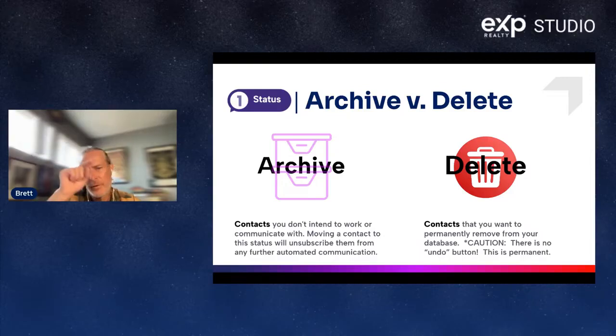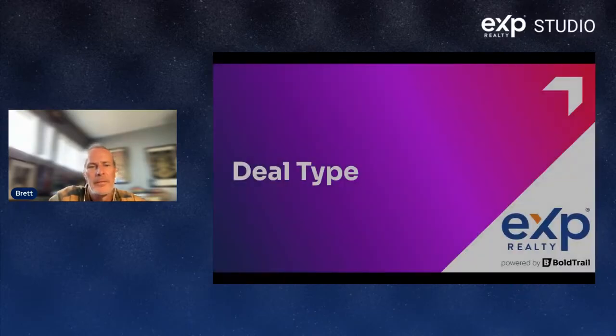This is my vote for every single situation because, folks, you never know how many people change their minds. I've seen it happen. No, I'm never buying a house. Eight months later, they bought a house. Keep them in the archive. Don't delete them. But if you must, if you own it, you can. But there is no undo.